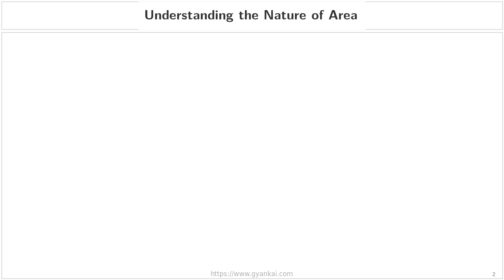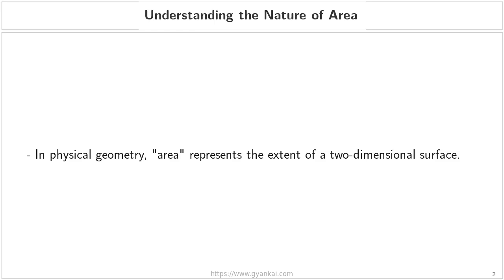Understanding the nature of area. Now that we've looked at the determinant formula for the area of a triangle in the previous slide, I want us to pause and think about the concept of area itself. In physical geometry, when we talk about area, we are referring to the actual extent or the amount of space covered by a two-dimensional surface.